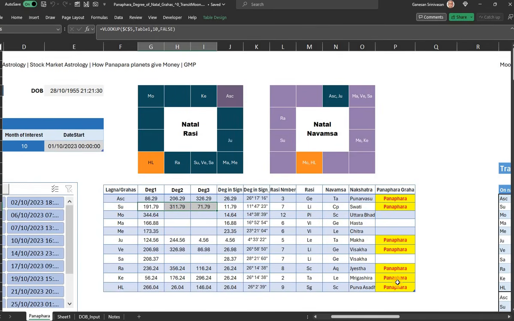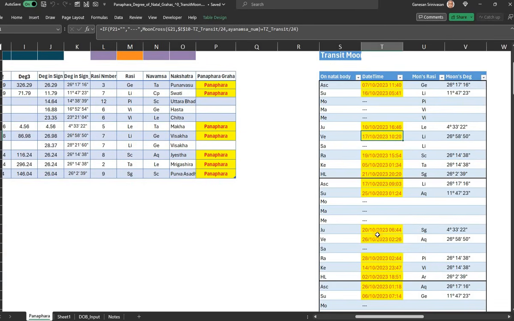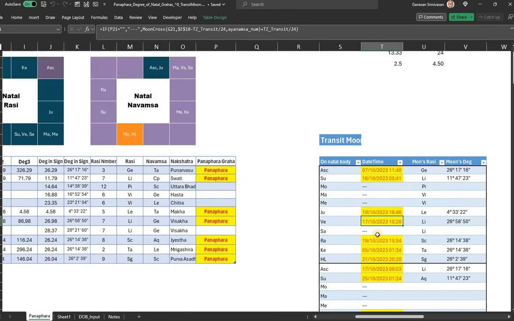Since he has a lot of Panapharas, he will have a lot of degrees, multiplied by 3. So I am basically counting on all your natal bodies and the transit Moon, when it is crossing your particular Panaphara degree of Jupiter, of Venus. If it is a Panaphara, I highlighted it, otherwise I don't. He has so many Panaphara degrees, as I already told you. So this chart gives you the time when you can do trading during the month that you have indicated, October. So in October, this person has the 7th, 16th and so on.